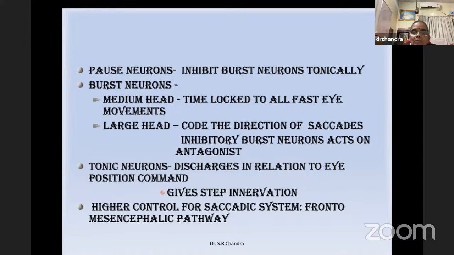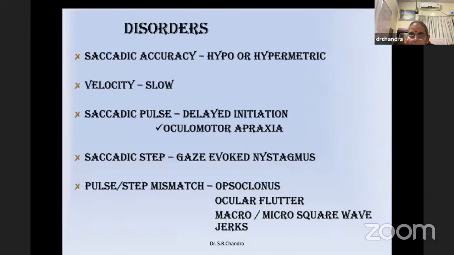And tonic neurons discharge in relation to the eye position command and give the step innervation. And the higher control for the saccadic system is the fronto-mesencephalic pathway. These things I have done elaborately, you can go through. And saccadic accuracy, if it is affected, we saw that there are neurons which time code it, there are neurons which decide the direction, and there are neurons which decide how much it stays.